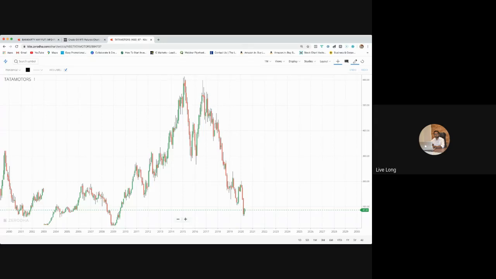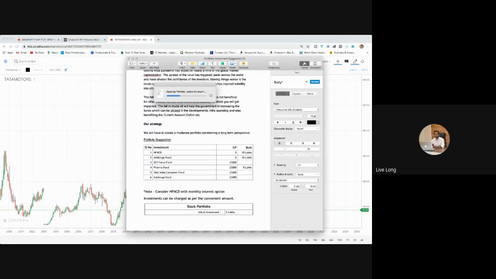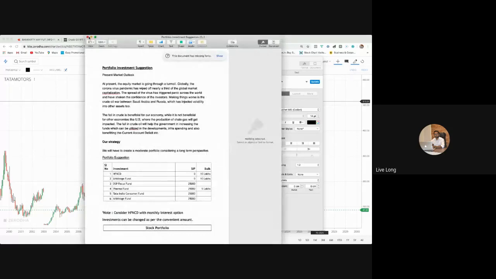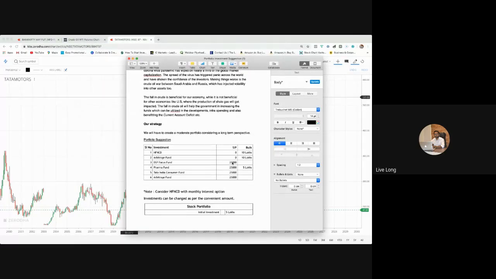SIP means systematic investment plan. In simple words, every month you pump a bit of money into the fund. So this is a fund, a mutual fund. Whatever is being referred to as a fund is actually a mutual fund. Every month you make an investment of 25K to this one, 25K to this one, 25K to this one.